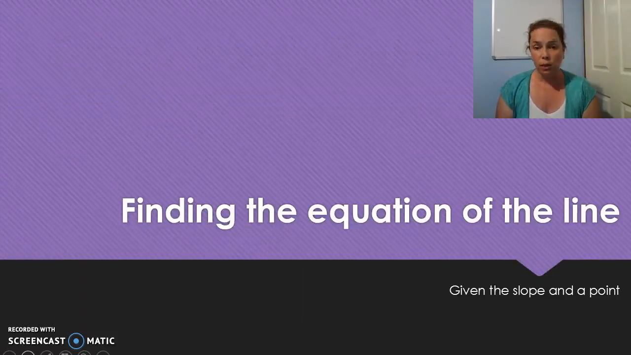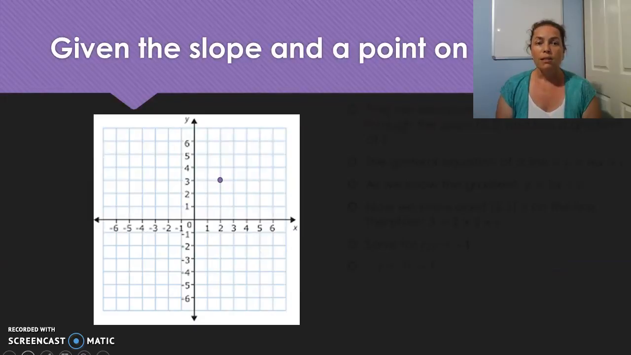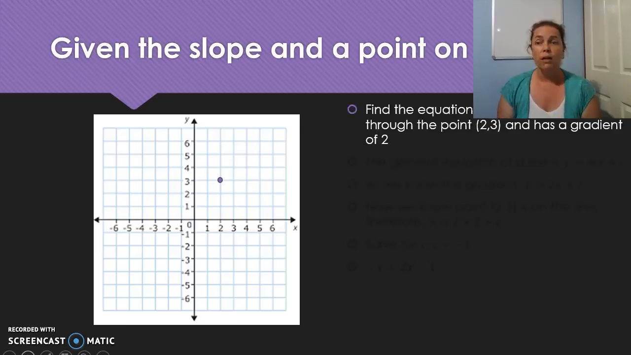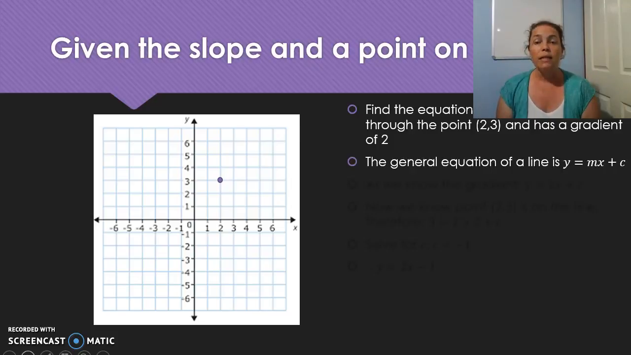Now sometimes we're given the slope and a point on the line. And it's important to know that when we know a point on the line, the x and y values must be able to be substituted in so that the equation of the line is true. So here is our point, and here we have (2, 3). So we want to know the equation of the line which passes through this point, (2, 3), and has a gradient of 2. Now once again, the general equation of the line is y equals mx plus c, and as we know the gradient is 2, because we're told that, we can put that straight into our equation. So we know that y is equal to 2x plus c.